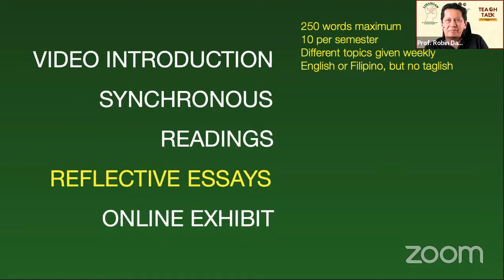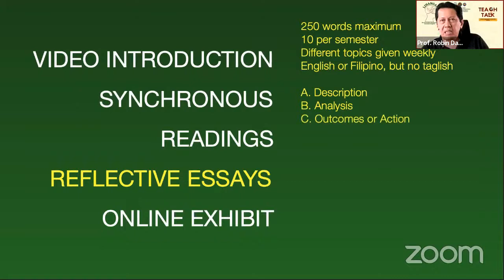Now, I tell them that there are three parts to a reflective essay. The first one is description. They have to describe what it is they want to write about. Number two, there is analysis. And this is very, very important because we're trying to teach them how to analyze information, things that they learn. And then there has to be outcomes or action. What are they going to do? Now that they have observed it, described it, and analyzed it, what are they going to do about it? All these three things have to be in one reflection paper.